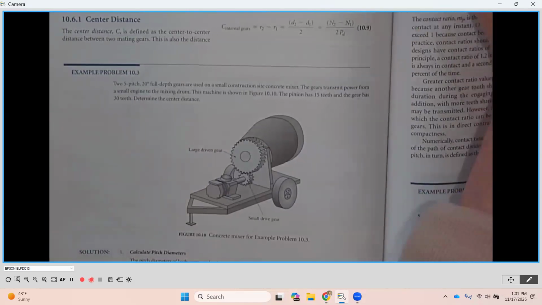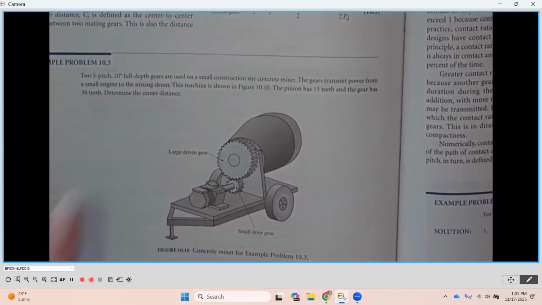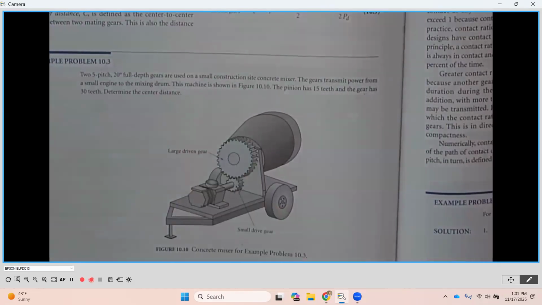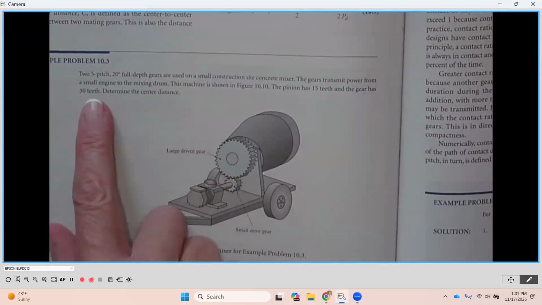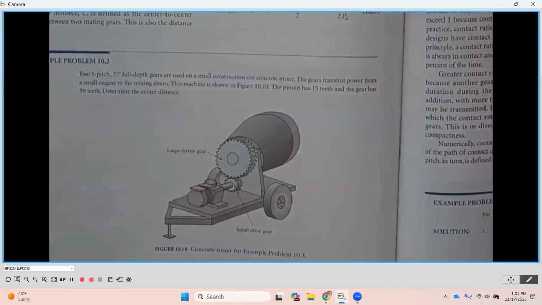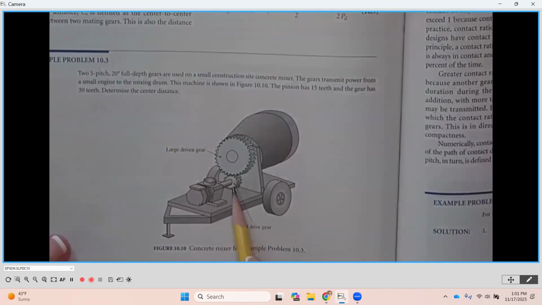Example 10.3. And here we have two 5-pitch 20-degree full depth gears used in a small construction site concrete mixer. The gears transmit power from a small engine to a mixing drum. So here's the engine right here. We have a shaft coming off of it, and we have a small drive gear attached. It engages with a larger driven gear.